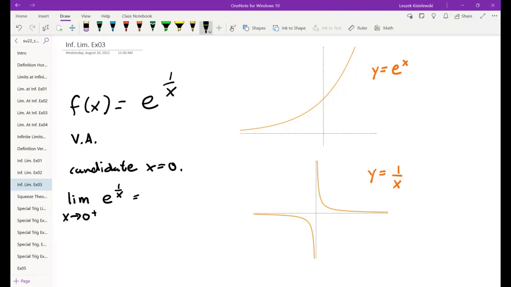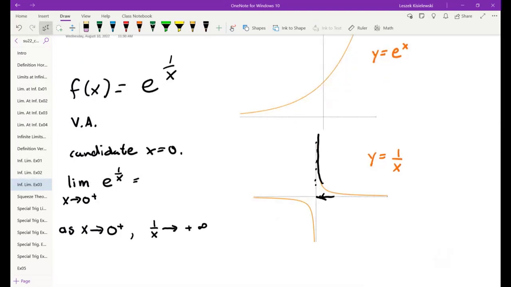Okay. So let's just chain our reasoning here. As x goes to 0 from the positive side, what can you say about 1 over x? What is it approaching? Okay, that's right. So looking at the graph of 1 over x, as x approaches 0 from the right, the graph indicates that 1 over x grows without bound. So that goes to positive infinity.